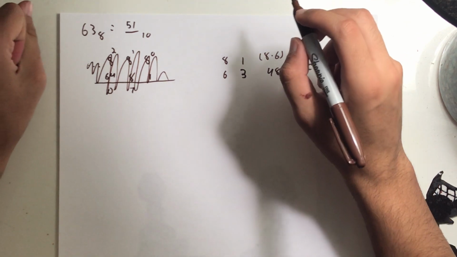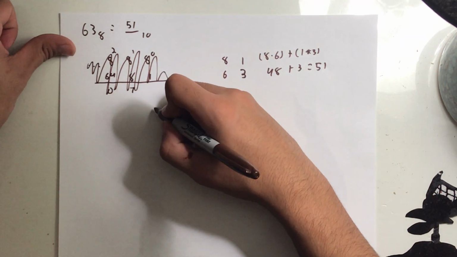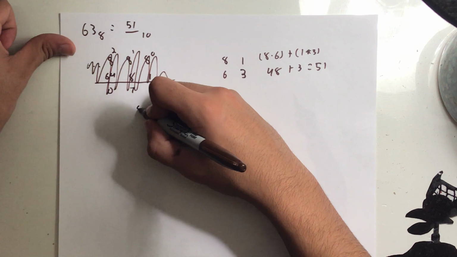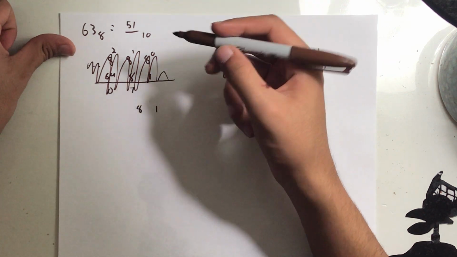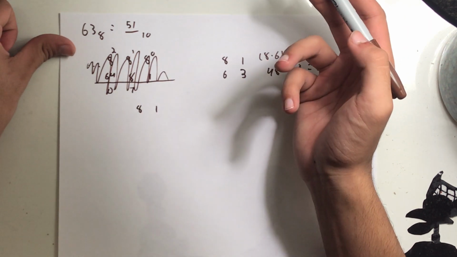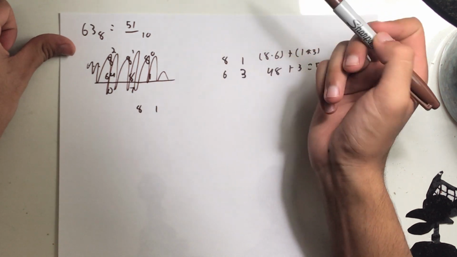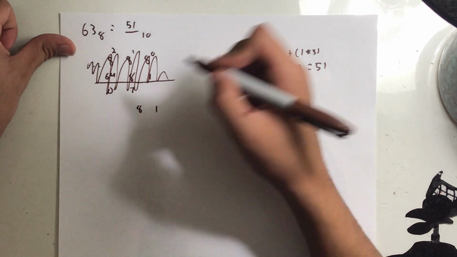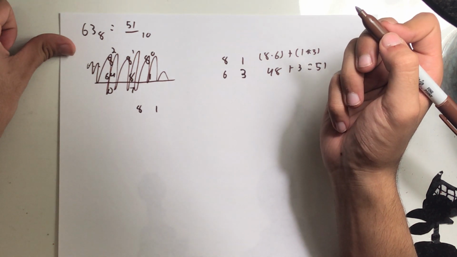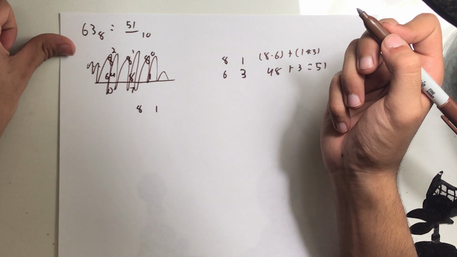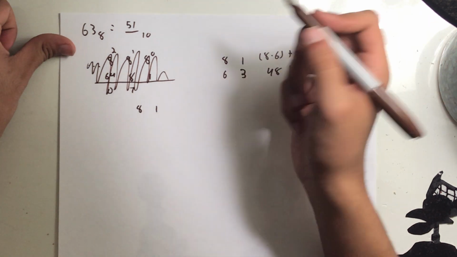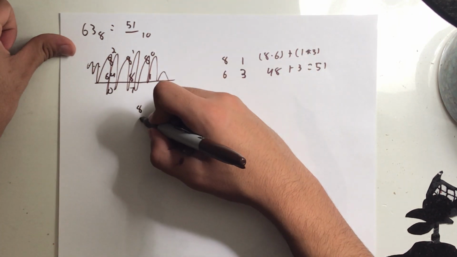And if you want to double check, you could list the powers of 8. 1, 8. You could go to 64, but you can see 64 doesn't fit into 51. So then you see, okay, how many times does 8 fit into 51? It's actually going to be 4 times. No, 6 times. 4 times 8 is 32. My bad. 6.